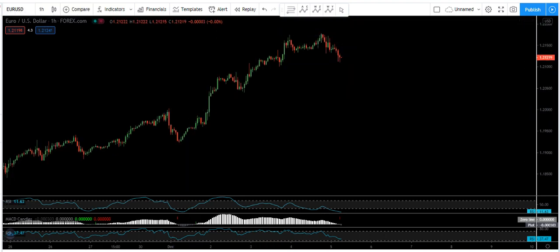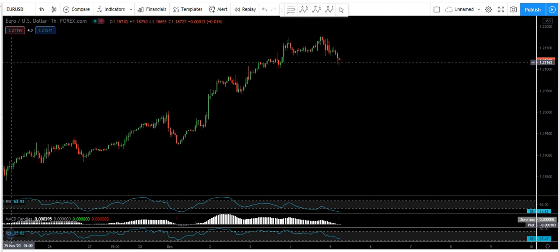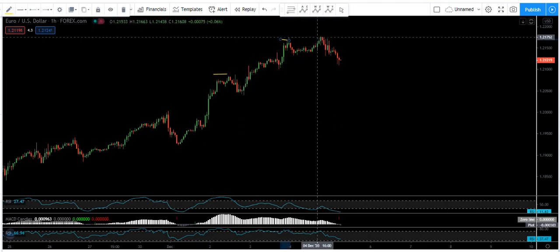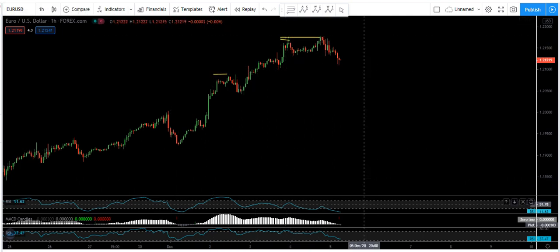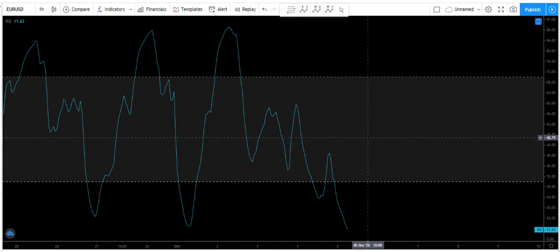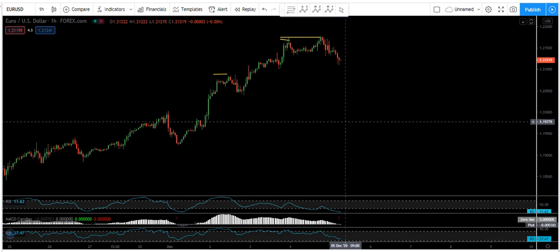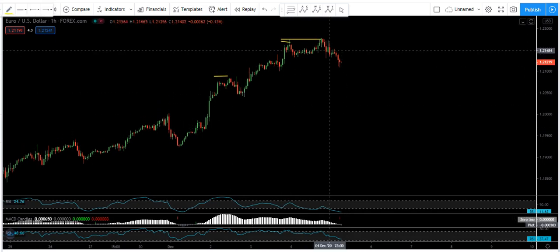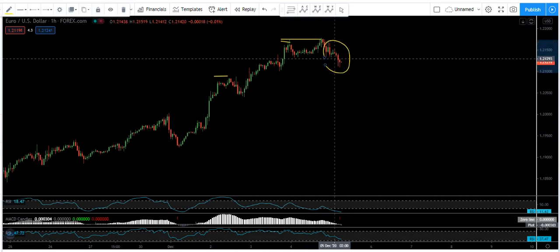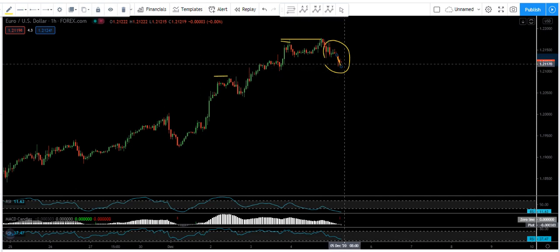If I remove everything and put the price here, you compare all these things together, what we have here is the divergence, losing the momentum. Okay, that's why last week we were looking for sell, because that event didn't move very fast.